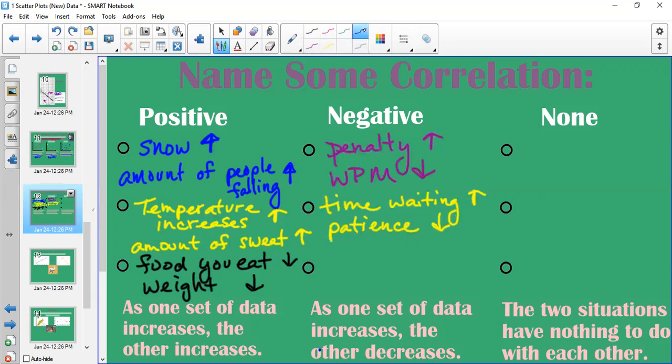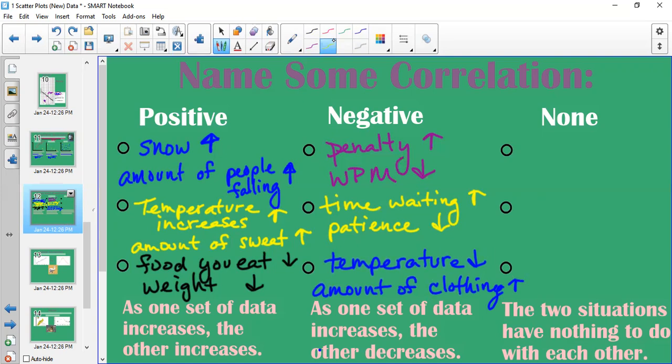And maybe we start opposite this time. Maybe we start with something decreasing. So let's say the temperature, as the temperature decreases, our amount of clothing would increase. We put on more layers. Okay, so all of those would represent negative, going opposite directions.